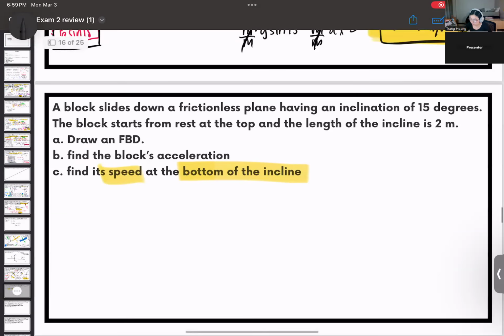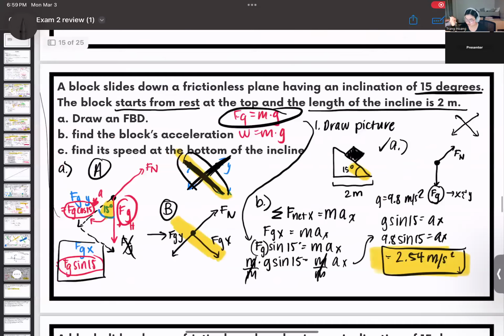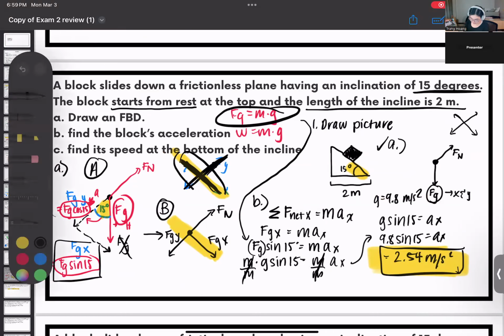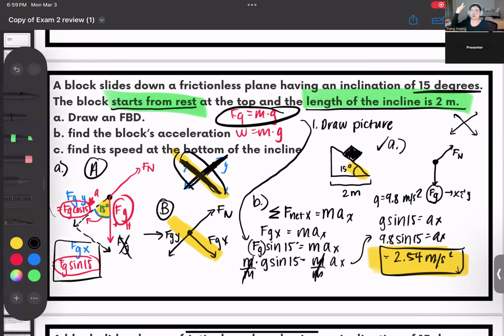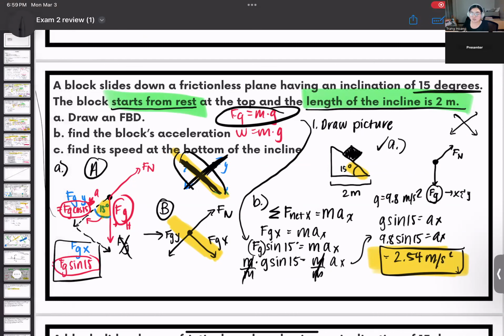So I want you to look back at this question. All right. So we used what we knew. We used 15 degrees. We saw frictionless. There's no opposing force, right? But there's information that the problem gives us that we haven't used yet, and I'm going to highlight it for you. It starts from rest and the length of the incline is 2 meters. Now in my head, this is a puzzle, right? There are pieces that I haven't put down yet. That means I'm going to have to use them for this last part of the problem.